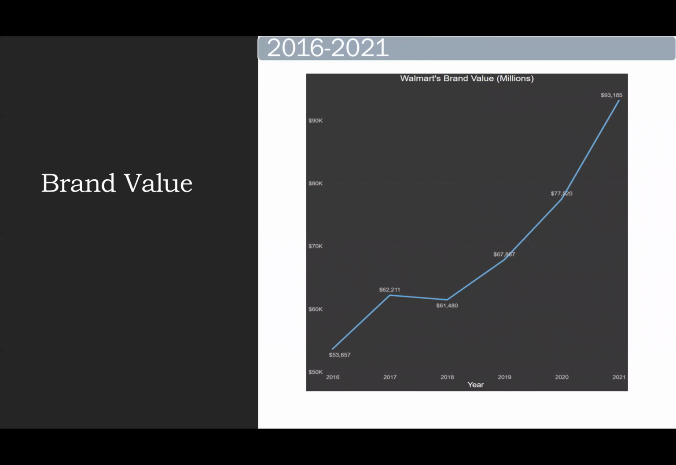Now, talking about brand value, we were highlighting that this does not mean market capitalization, but it is compared to how much a person is willing to pay for a product from a well-known company, which may cost less from a not so well-known company. The example here is the branding of the company, and we can see that it has significantly increased, especially from 2018 to 2021, and now has $93 billion in brand valuation.